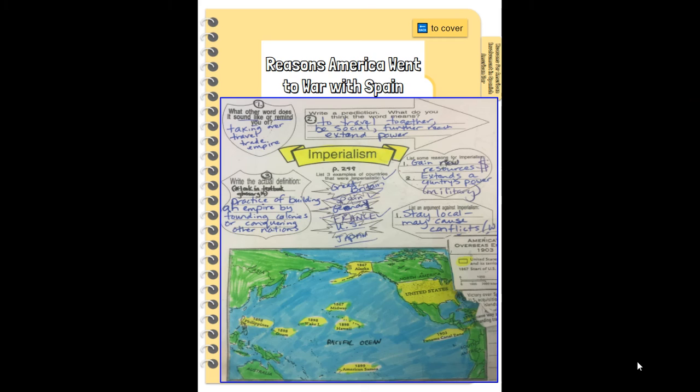I just wanted to share with you this map showing U.S. imperialism and where that had extended by the early 1900s, and you might find it helpful to remember as we look at reasons why America went to war with Spain.